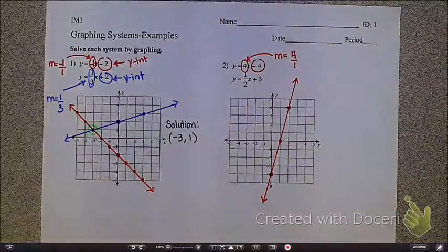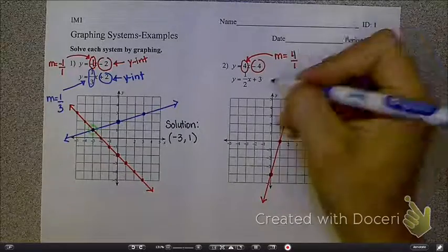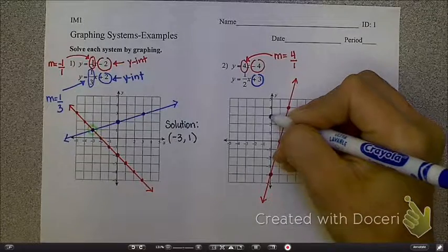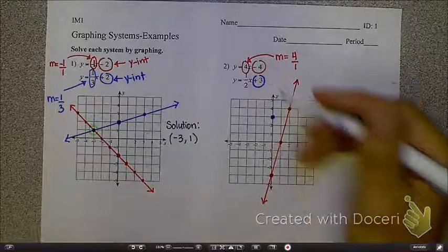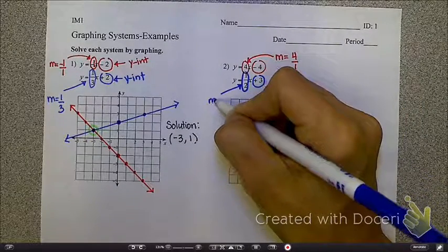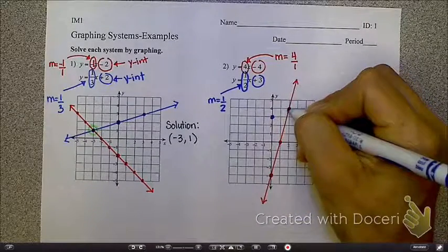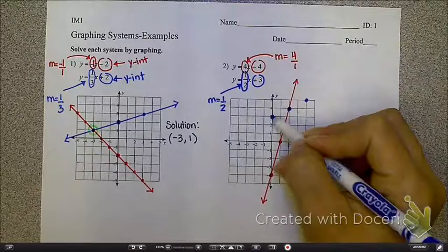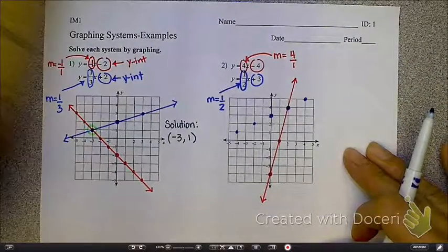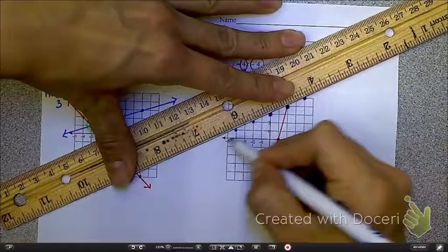Okay, after the first line, I'm going to graph my second line. So my y-intercept on my second line is +3. That's up here at +3 on the y-axis. Now for my slope, here's my slope. My slope is 1/2. So that means I'm going to rise 1, run 2. Rise 1, run 2. Now I can also do that in the reverse direction to get some more points, to lengthen my line. And so here's what my second line looks like.